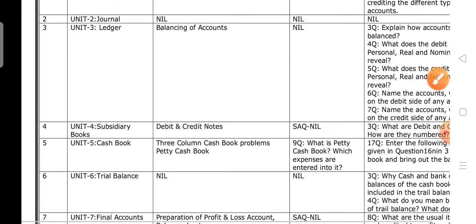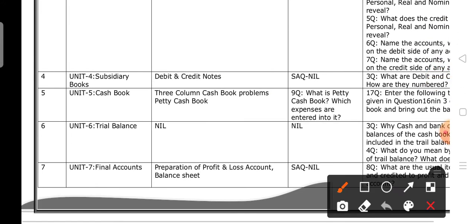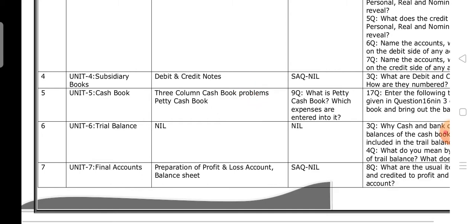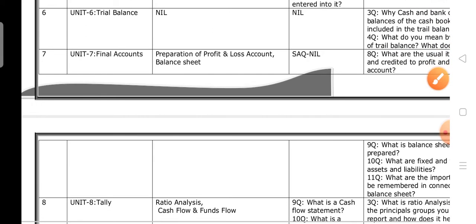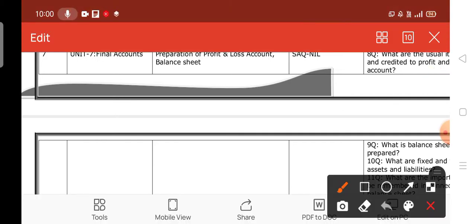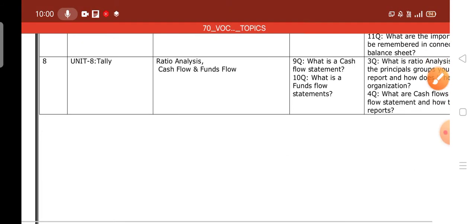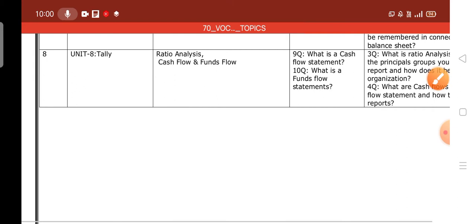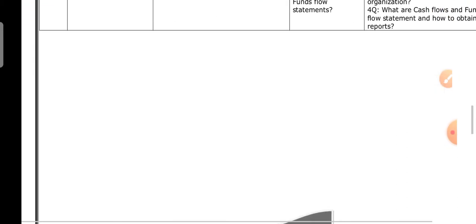Next, coming to the fourth unit. In the fourth unit, debit and credit notes are deleted. Next, cash book, three column cash book problems and petty cash book are deleted. In the sixth unit you have to read everything, nothing is deleted. And in the seventh unit, preparation of profit and loss account and balance sheet is deleted, no need to read. Next, coming to the eighth unit, tally, ratio analysis, cash flow, funds flow, and everything is deleted.